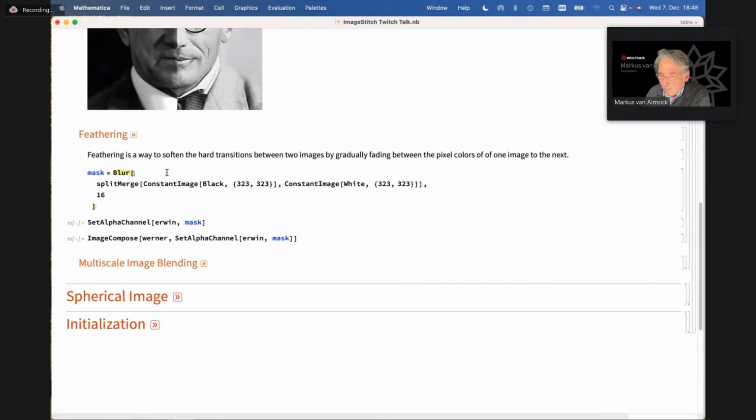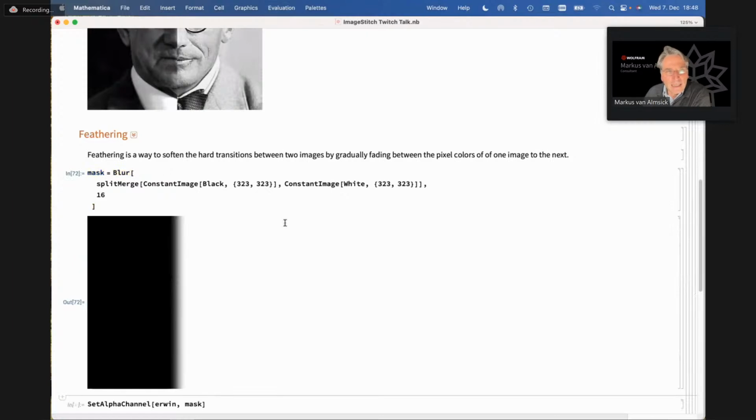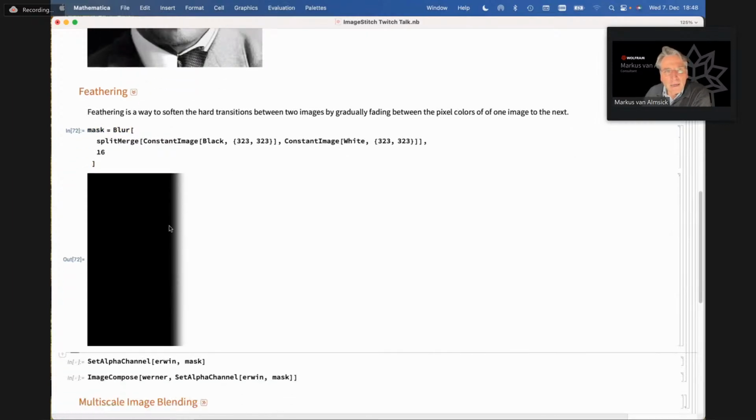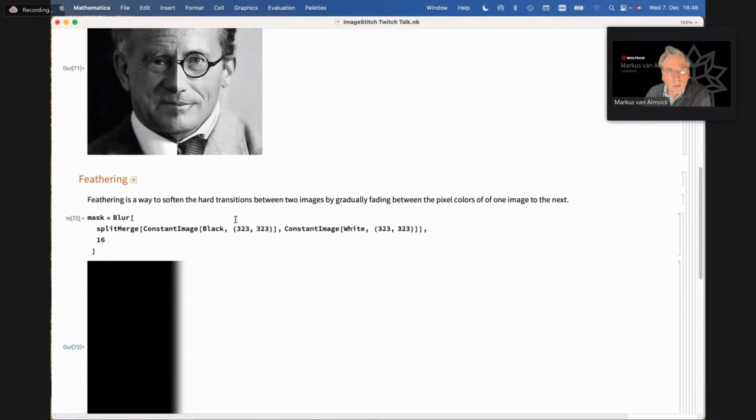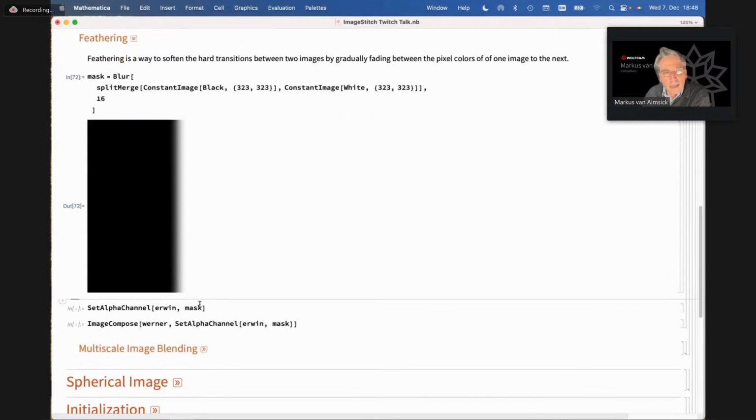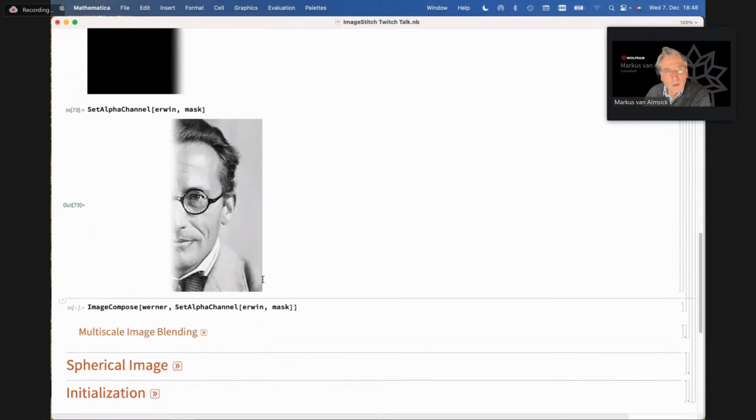And the feathering is a very straightforward method. The idea is that you basically create a smooth, blurred transition from one image to the next. There's a very simple way to obtain that in Mathematica: create an alpha channel with a smooth transition, then apply that alpha channel to one image, and superimpose that image on top of the other image.